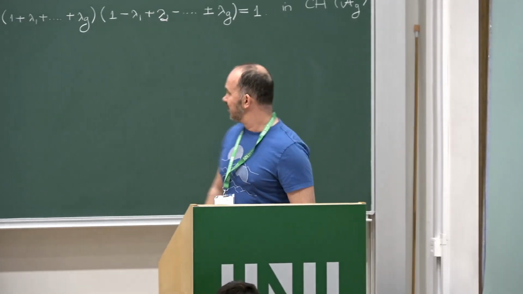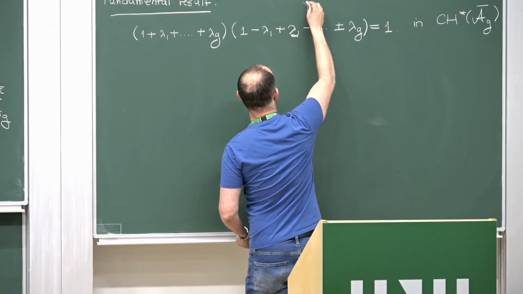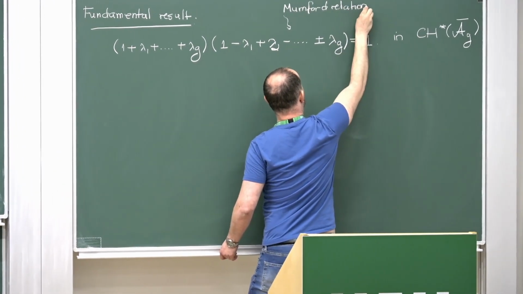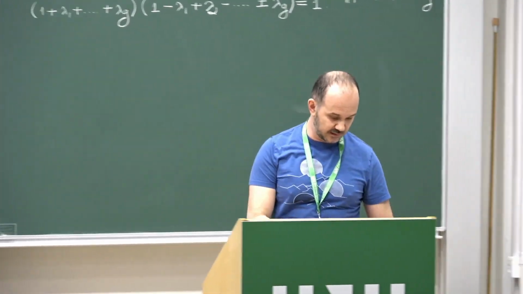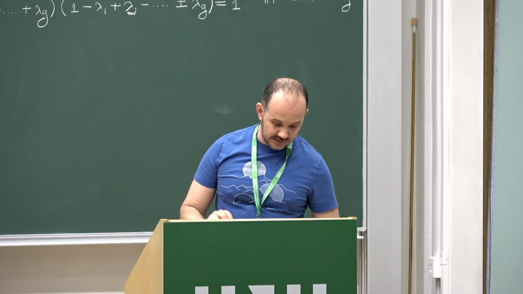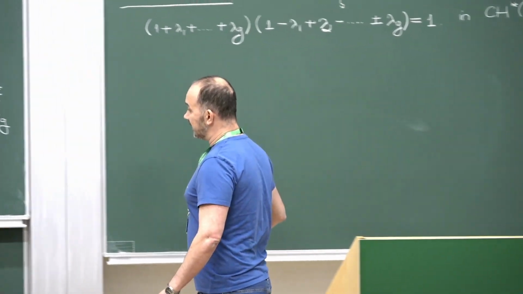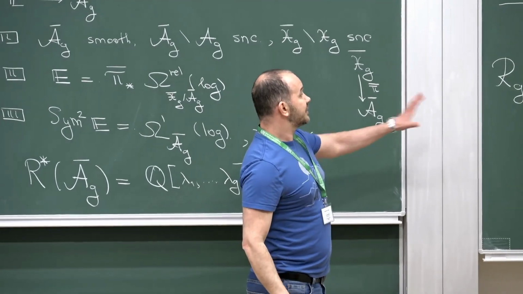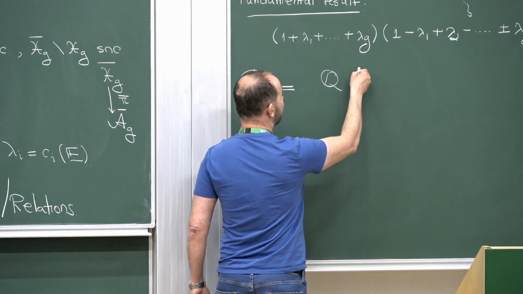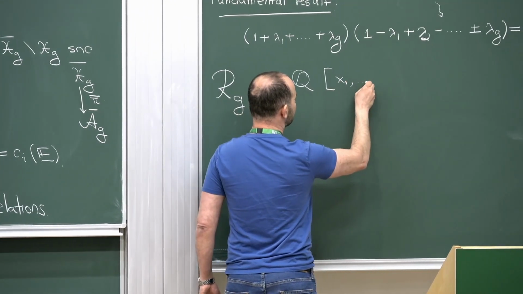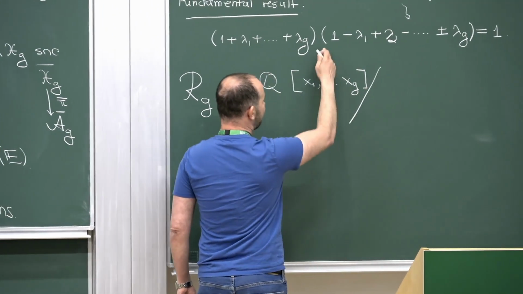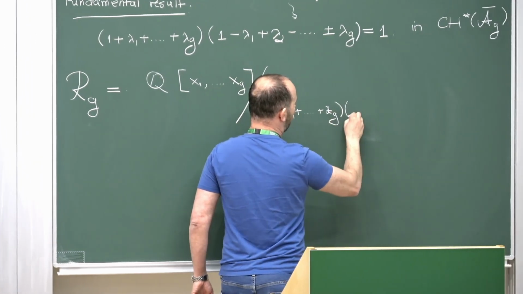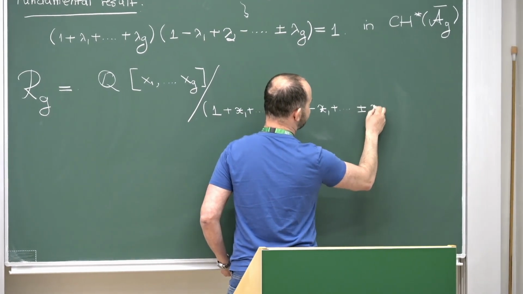This is called the Mumford relation, by analogy with MG, due to the fact that it also holds for the moduli of curves, and this appears in a paper of Mumford. The outcome is that we can look at the following ring, which will play an important role for us. We can look at the ring Rg, obtained by taking Q, adjoining g variables x1 through xg, and quotienting out by the relation 1 plus x1 plus ... plus xg, times 1 minus x1 plus or minus xg, is equal to 1.